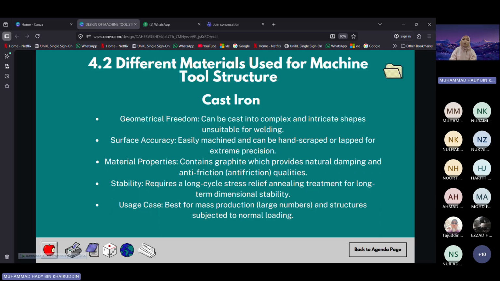Next, we move to different materials used for machine tool structure. First is cast iron. The graphite flakes inside iron are just for show. They provide natural damping and anti-friction. While it requires a long stress relief treatment to stay stable over time, it remains the most efficient choice for mass producing complex components.